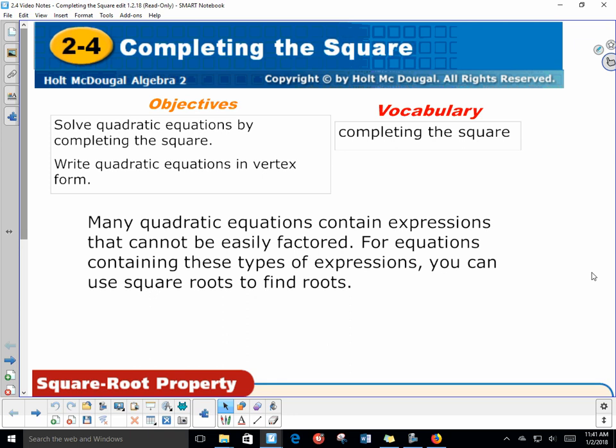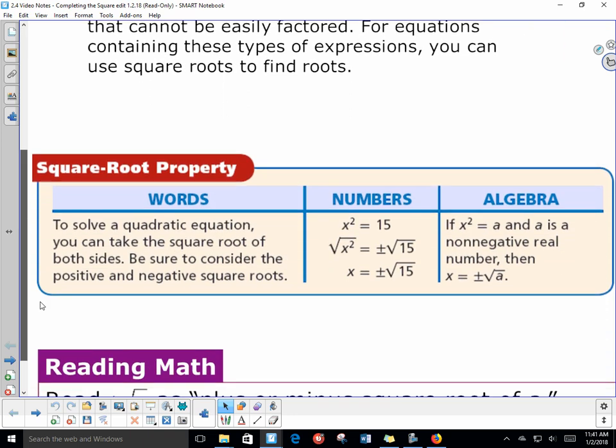Many quadratic equations contain expressions that cannot be easily factored. For equations containing these types of expressions, you can use square roots to find your solutions, or the roots to the equation. So here's our square root property. To solve a quadratic equation, you can take the square root of both sides of the equation. Be sure to consider both the positive and negative square roots.